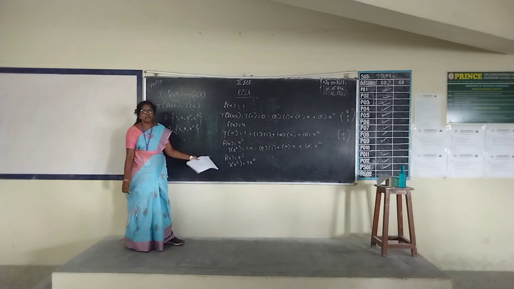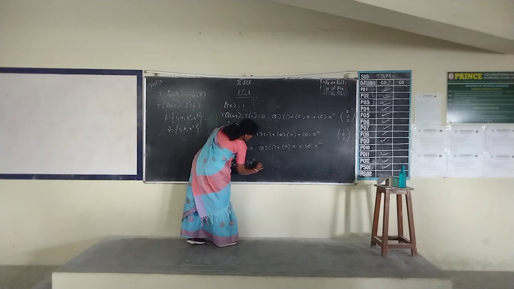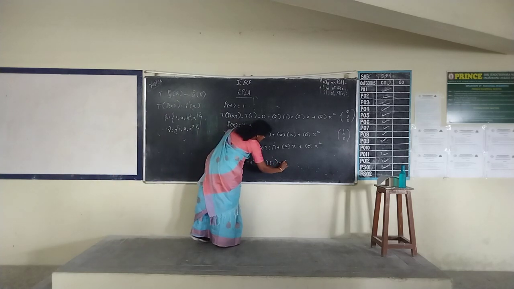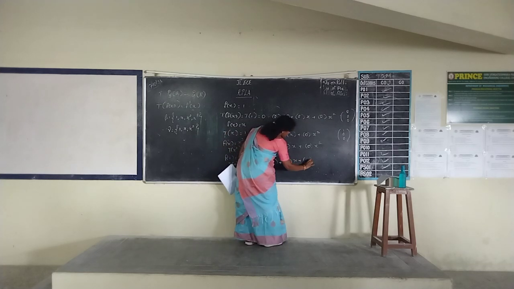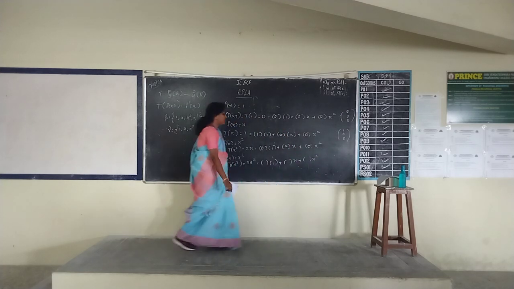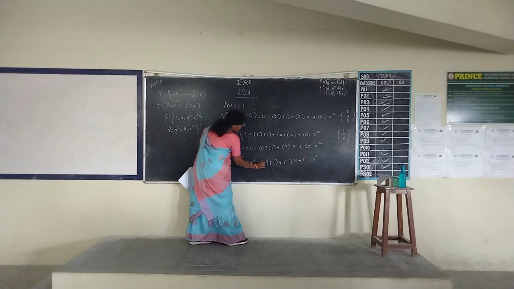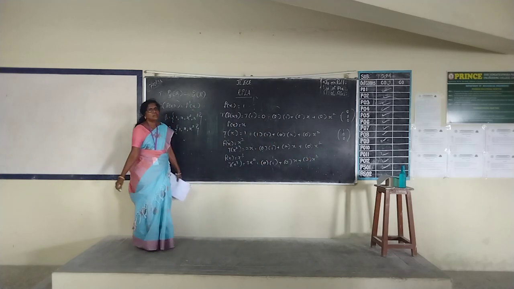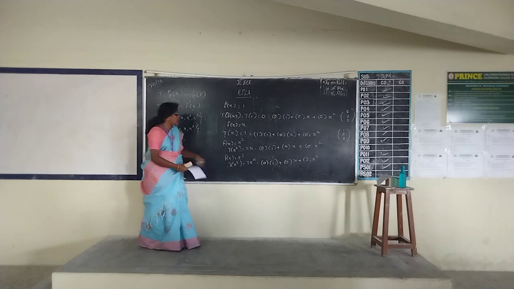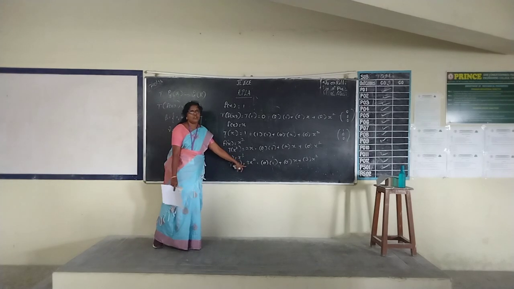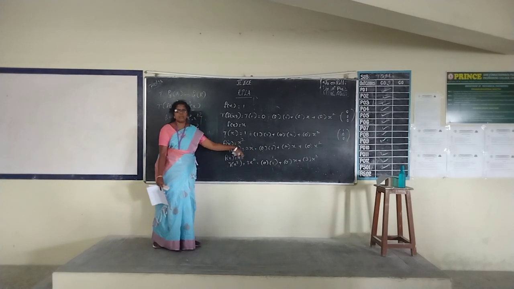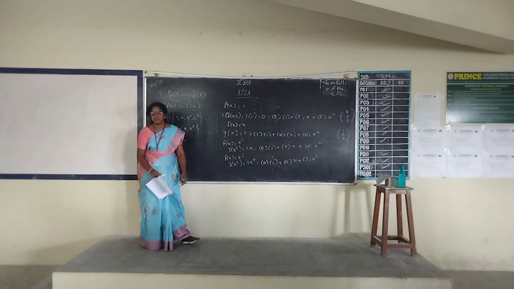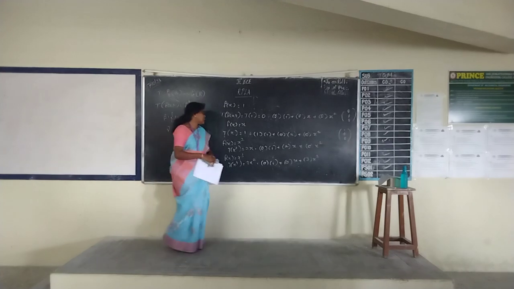Written? Tell me for the last one. 0, 0. Because the coefficient of x square should be 3. No other terms are existing, so that can be taken as 0. So what is the third column?